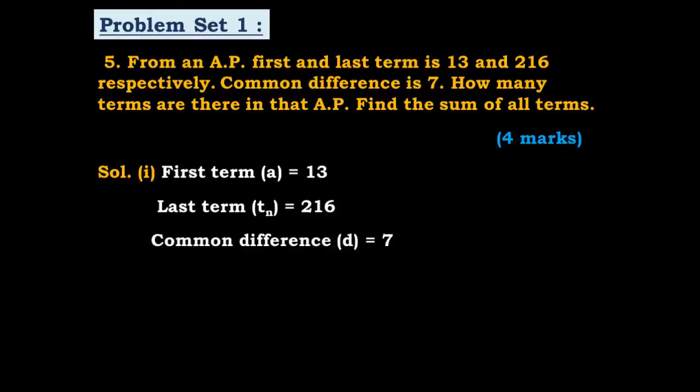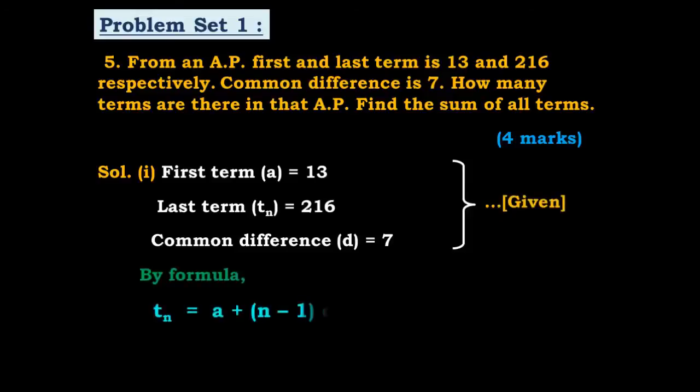First we have to calculate the number of terms, that is n, and then you have to calculate the sum of all terms, that means we require Sn. So all this is given. Now see, by the formula Tn is equal to A plus n minus 1 into D. The nth term is 216, A is 13 and D is 7. So we can substitute these values. You will have 216 is equal to 13 plus n minus 1 into 7. Now we can solve this. Plus 13 will become minus 13.